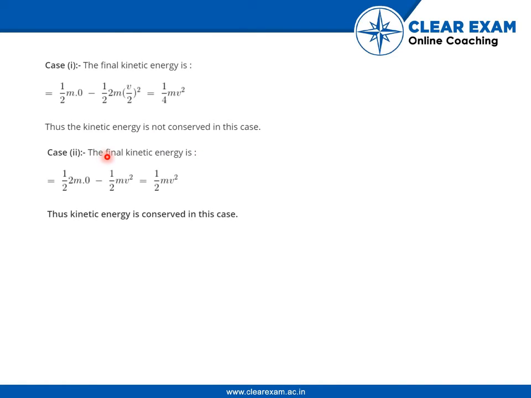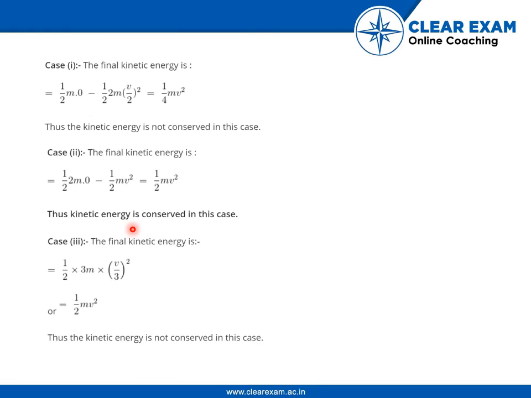In case of the second, the final kinetic energy is given by half into 2m into 0 plus half mv squared, which gives us half mv squared. Thus, kinetic energy is conserved in this case. And in the last one, the final kinetic energy is half into 3m into (v by 3) squared, which gives us 1 by 6 mv squared. Thus, the kinetic energy is not conserved in this case as well.